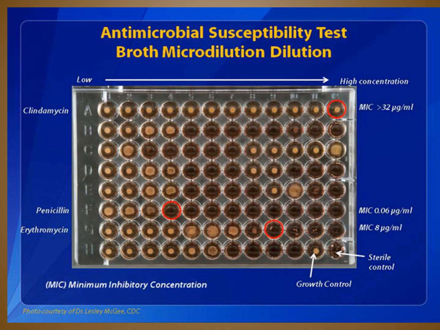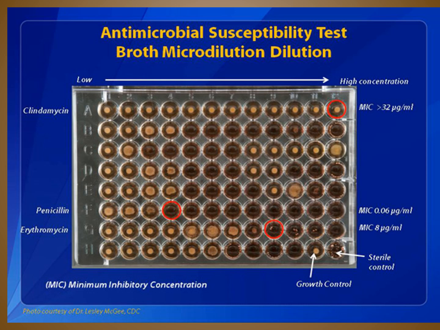In this circumstance, we've got clindamycin, penicillin, and erythromycin in each row here. If you look at clindamycin in the first row, you can see that all of the wells are growing in the entire first row from A1 to A12. That means that our bug is resistant to clindamycin. Our MIC would be greater than 32 in this situation.